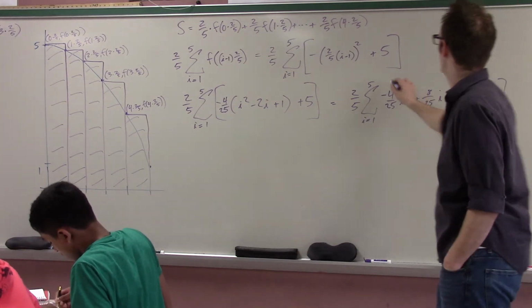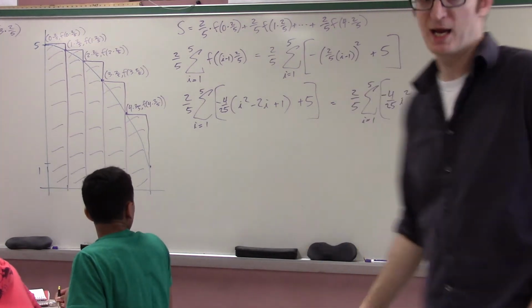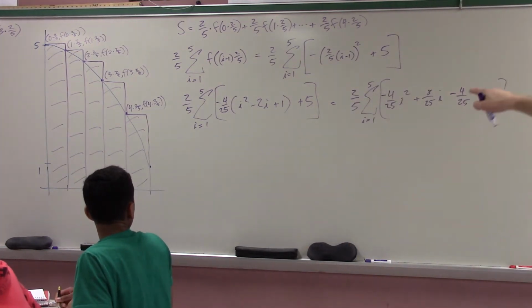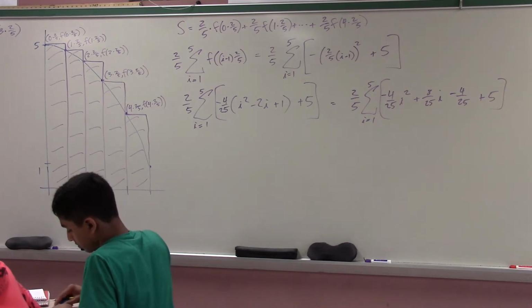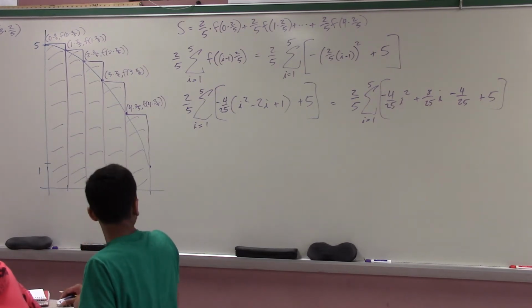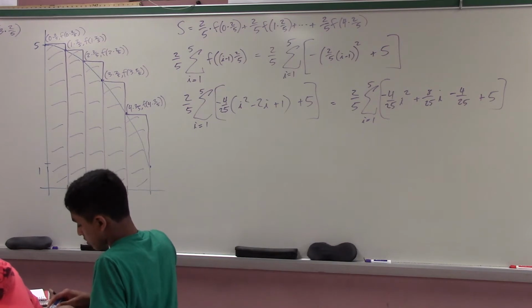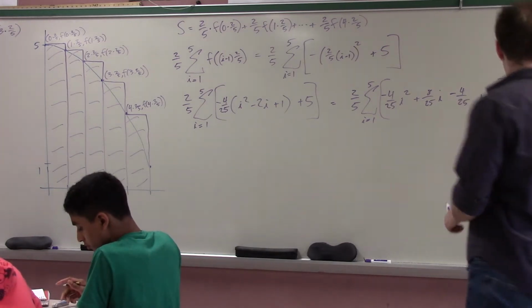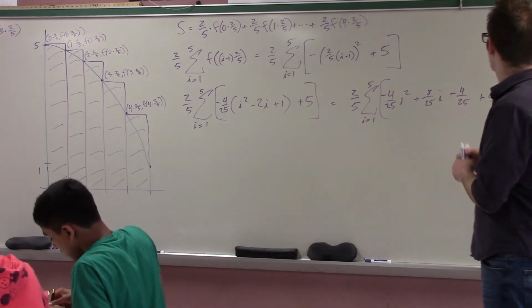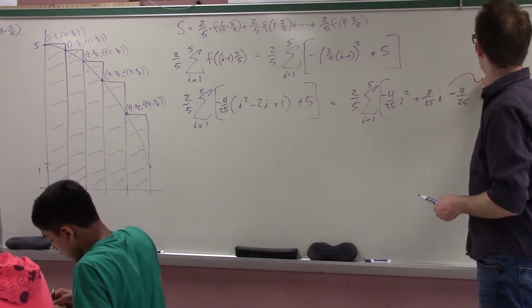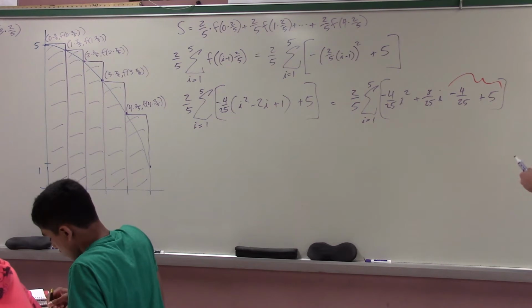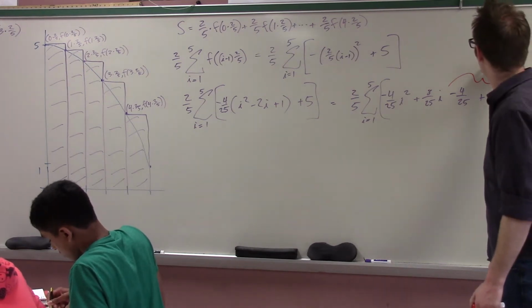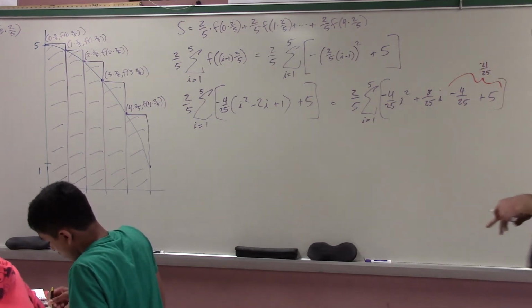Does everyone see what I'm doing? I'm just cranking it out. I'm just distributing, I expanded out the (i minus 1) squared. Now I'm distributing the negative 4/25ths through. 5 minus 4/25ths, whatever that is, what is that? That's like 121 over 25. 120, 121.